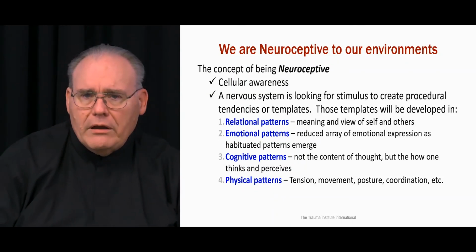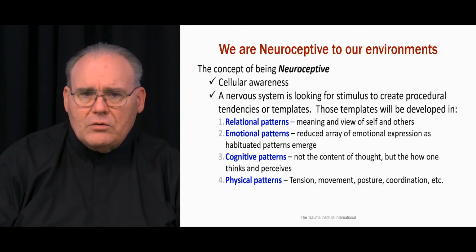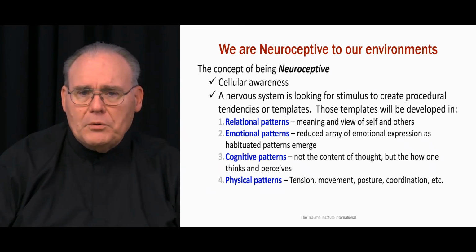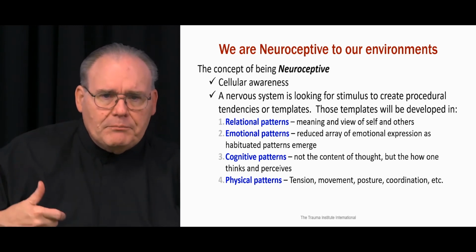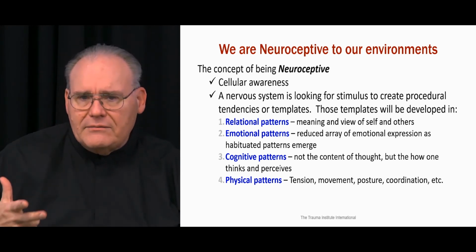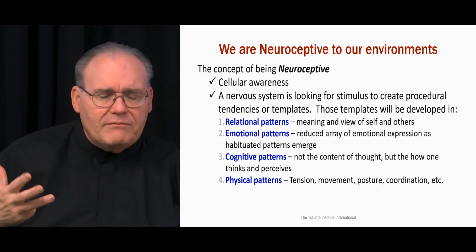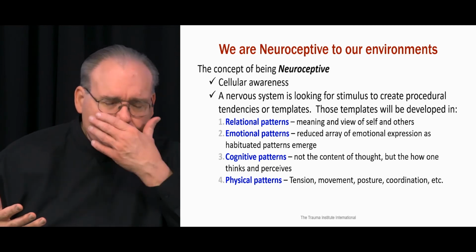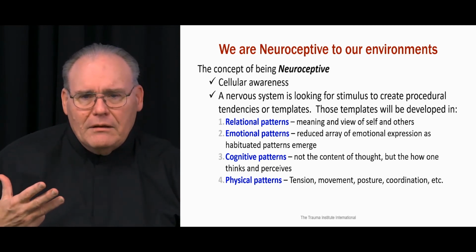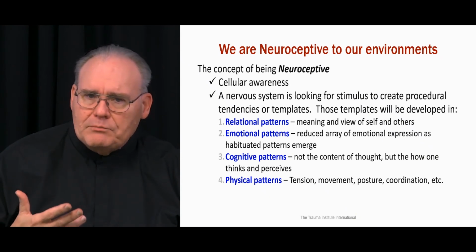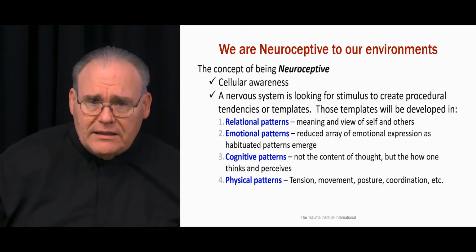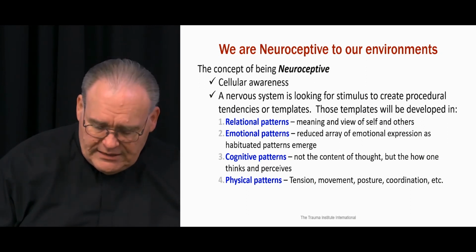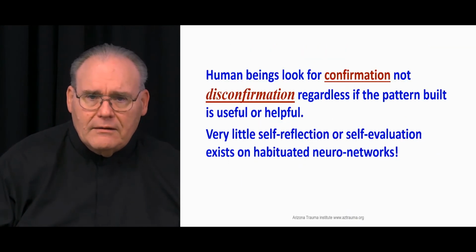Now, we are in these neuroceptive responses to our environment, and for most of us, by the age of 3, we've developed some pretty decent templates. The first 4 that we know are built are relational templates, emotional templates, cognitive templates, and physical templates, how you use your body. Once a template is built, we operate on it autopilot-like, automatically, without any kind of thought process. We're in the pattern of it.